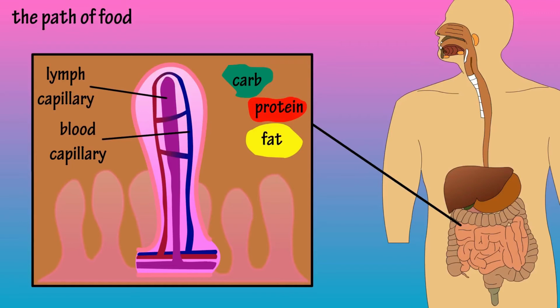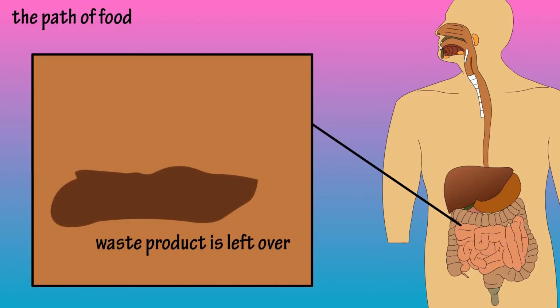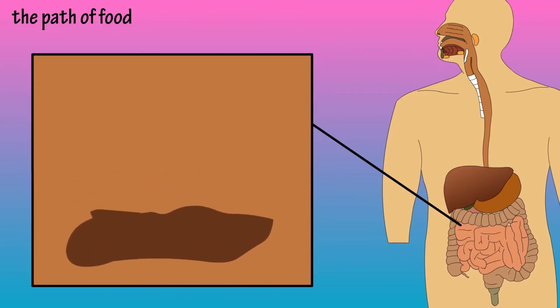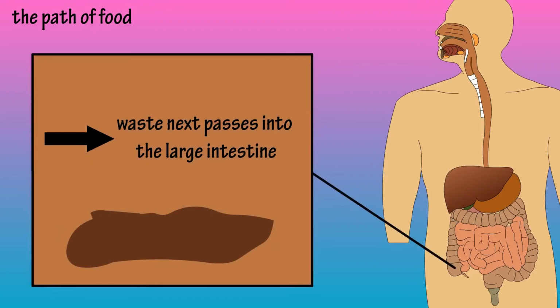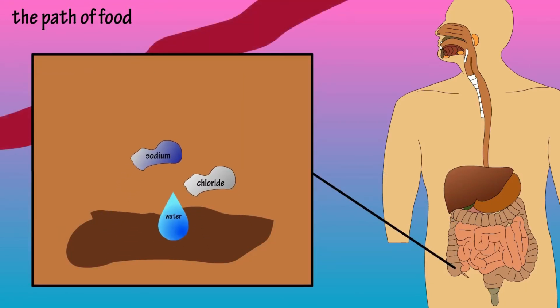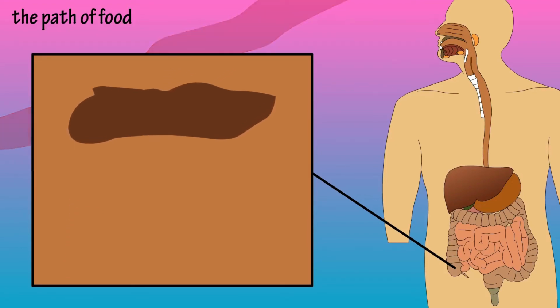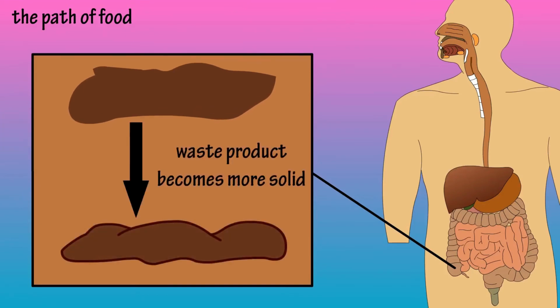Once the breakdown and absorption is complete in the small intestine, the waste product that remains from this process is partially digested food. This passes from the last part of the small intestine called the ileum through the ileocecal valve into the first part of the large intestine called the cecum. From there, it enters the second part of the large intestine called the colon. Here, sodium chloride and water are absorbed through the lining of the colon into the bloodstream, helping convert the liquid food and chyme into semi-solid feces.